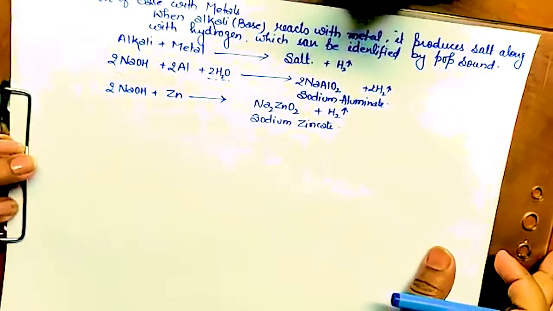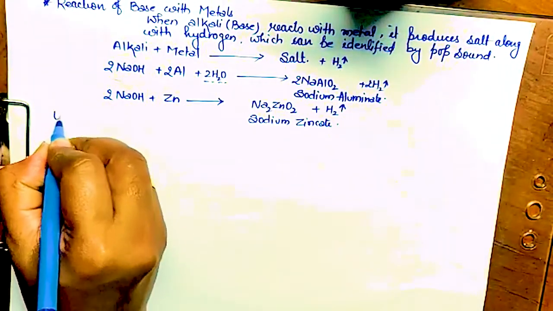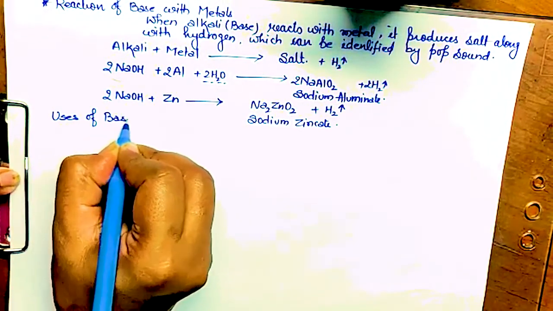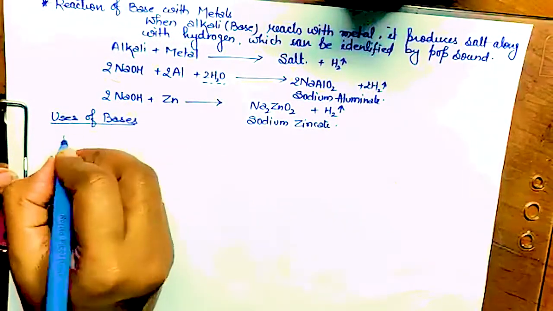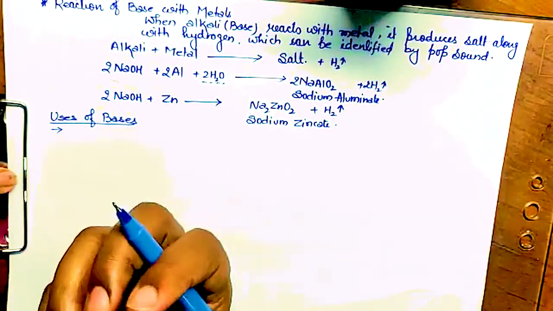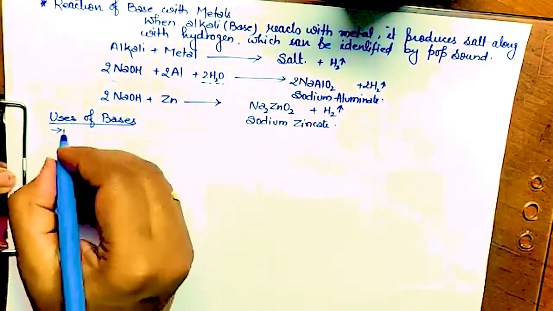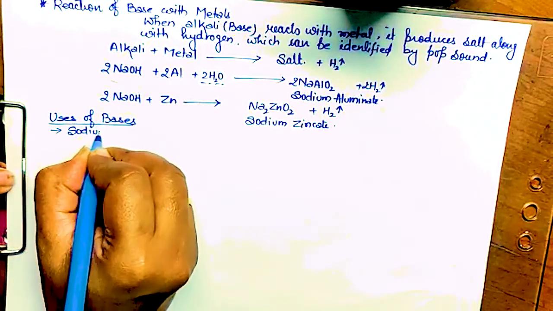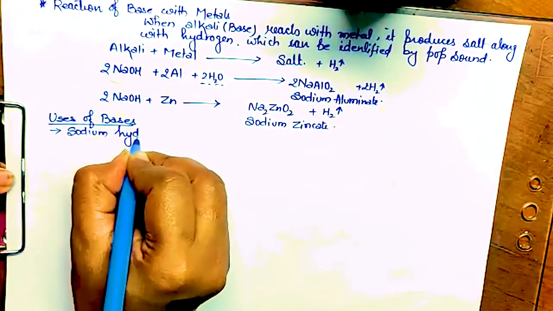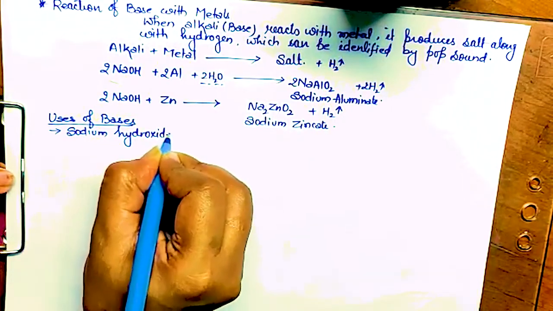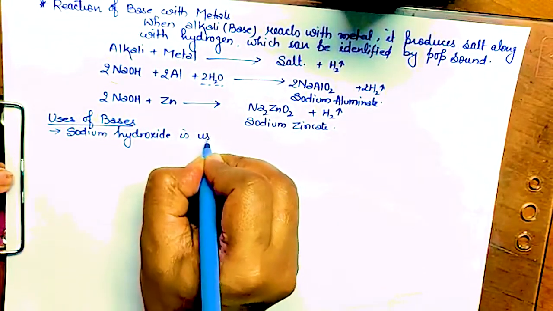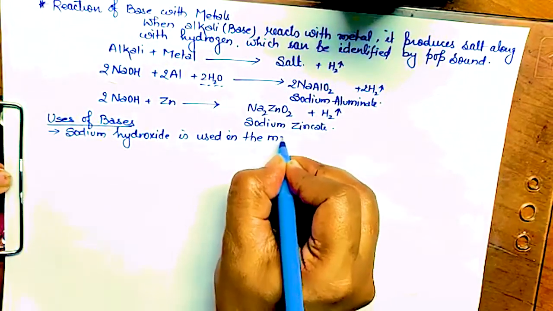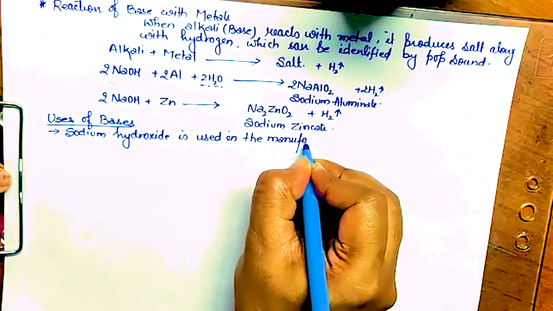Now, uses of base. So, sodium hydroxide is used for the manufacturing of soap. Later on, you will know this thing also. Sodium hydroxide is used in the manufacture of soap.